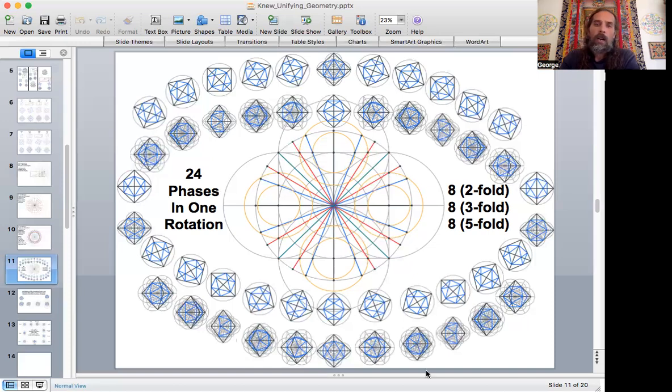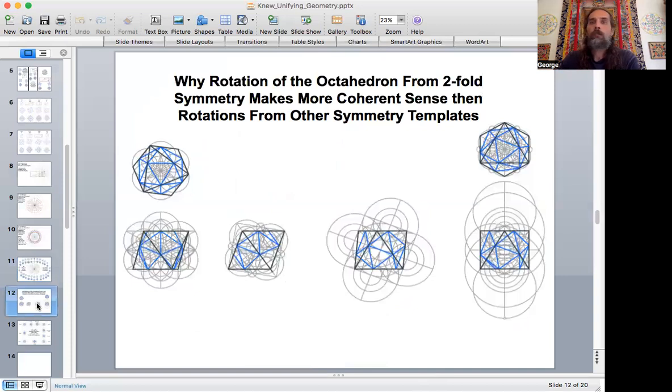So that's the whole overview of that rotation process and system of how that works its way around the whole diagram. And I want to talk about some other rotations that I explored in this that didn't make as much coherent sense to me based on how the forms would rotate.